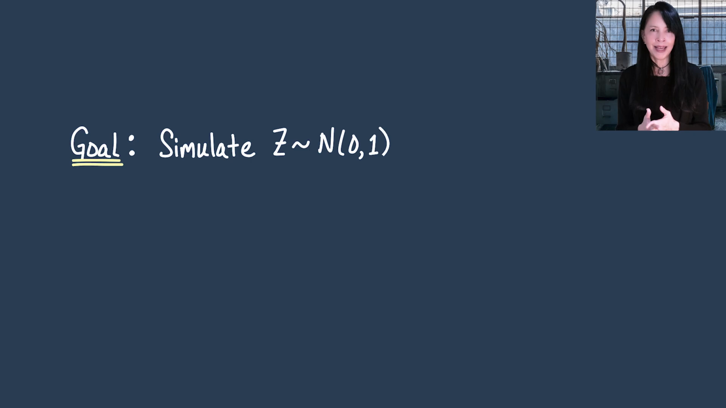So our goal for this video is to simulate a random variable that I'm going to call capital Z from the normal distribution with mean 0 and variance 1. Again, you might do that using the accept-reject algorithm, but why would you bother taking a series of steps and waiting until you have an acceptance when you can just do this in one shot? There are multiple ways to do this, and the method we're going to talk about in this video is known as the Box-Muller method.